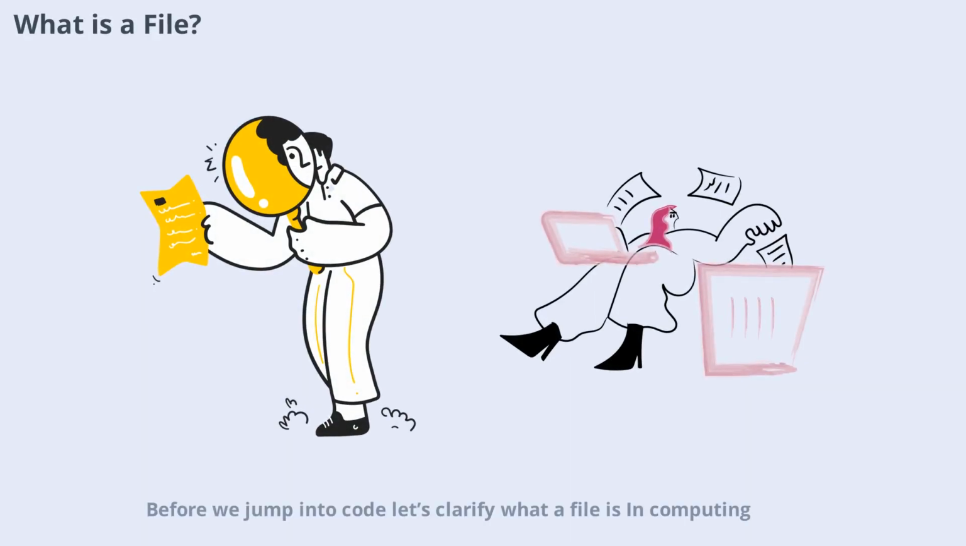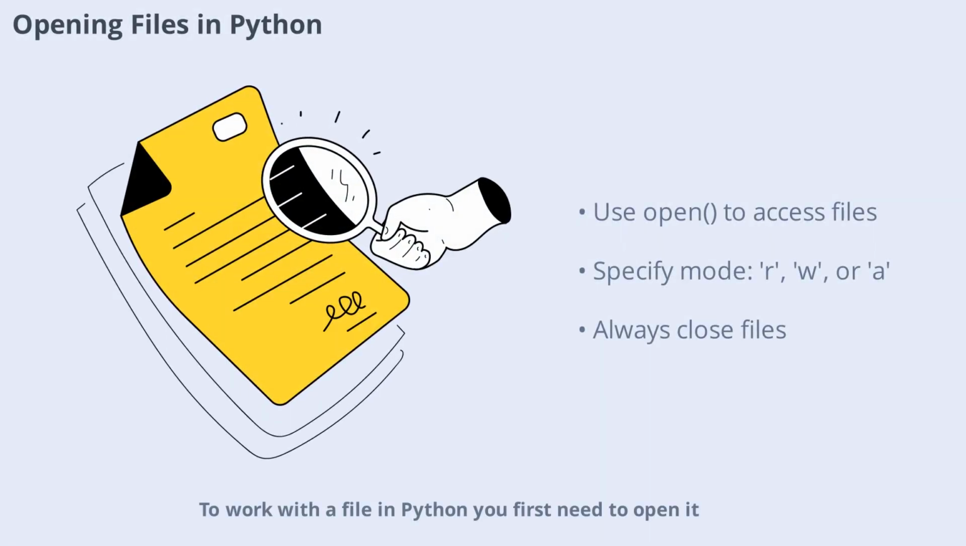Before we jump into code, let's clarify what a file is. In computing, a file is a collection of data stored on disk, which can be anything from text, images, to program data. Files help us persist information beyond the runtime of our programs. In Python, files can be opened, read, written to, and closed using built-in functions. Understanding the structure and types of files is crucial for effective file handling. We mostly focus on text files and how Python interacts with them, but the concepts apply to other file types as well.